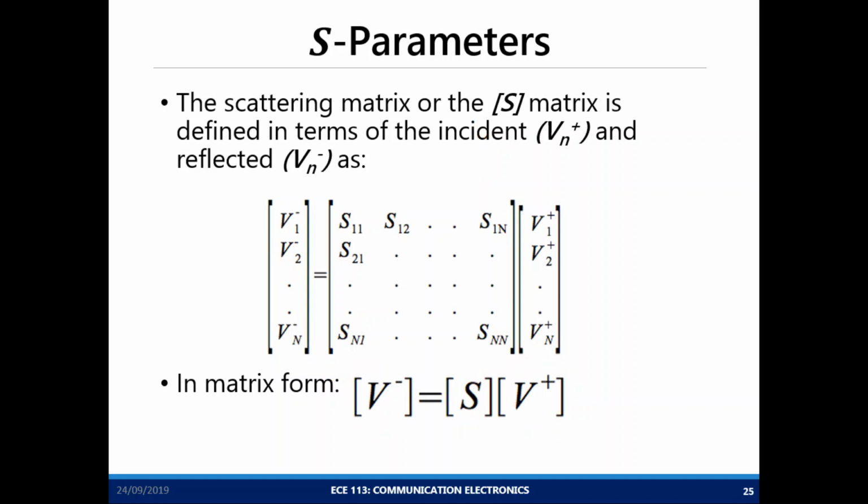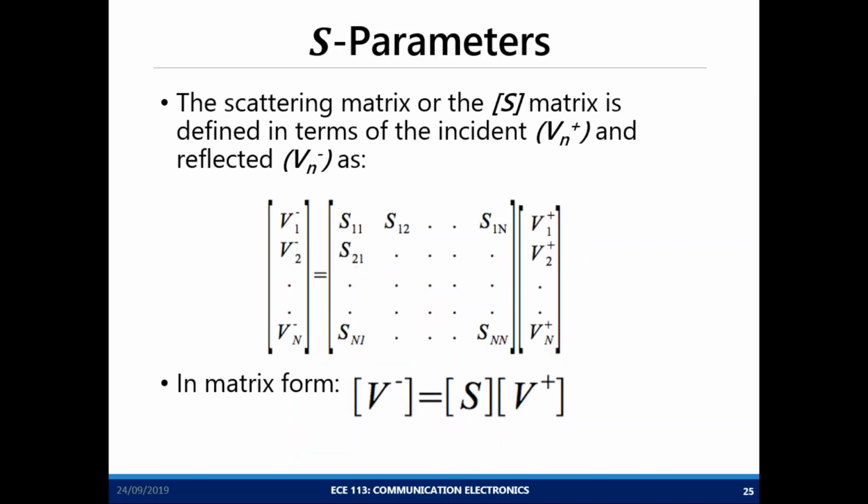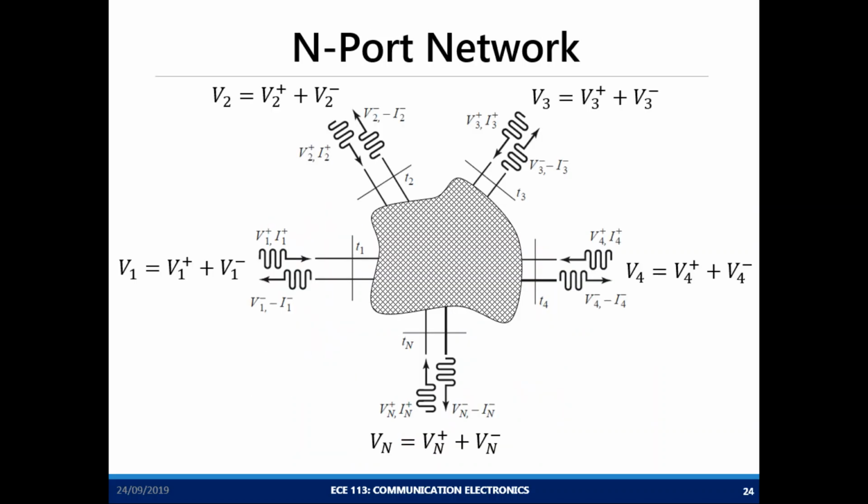So to solve for individual S parameters, you need to be able to force the input waves from the other sources to be zero. Basically, if you have an input at this port, there shouldn't be any other inputs.